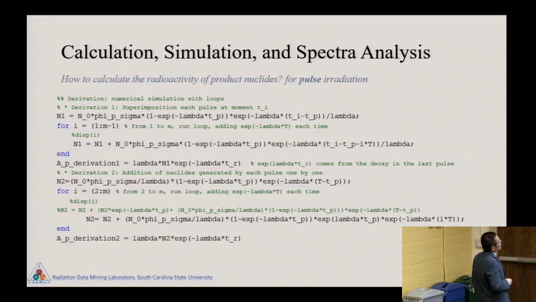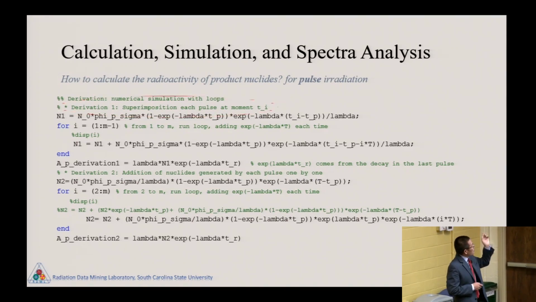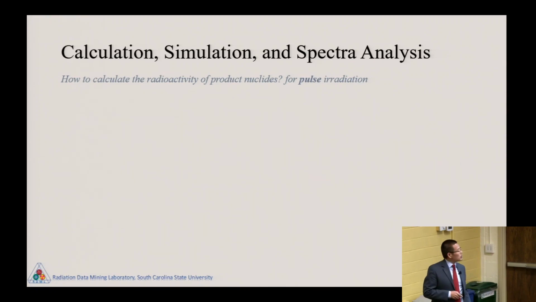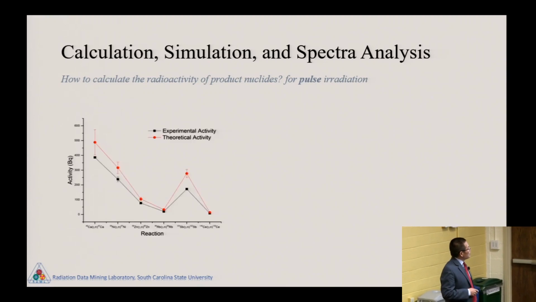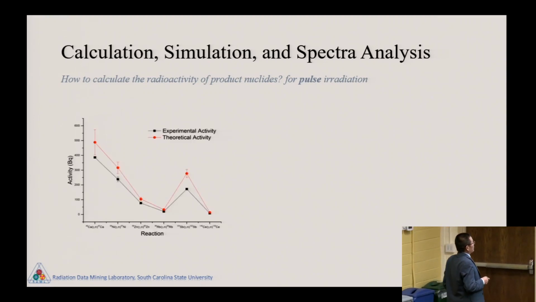And this is a MATLAB code to derive that equation. You can see that derivation 1, superimposing each pulse at moment Ti, or derivation 2, addition of the nuclei generated by each pulse one by one. We add them together, and they give the same result. So this is the experimental activity.